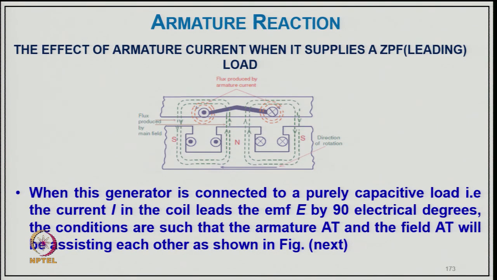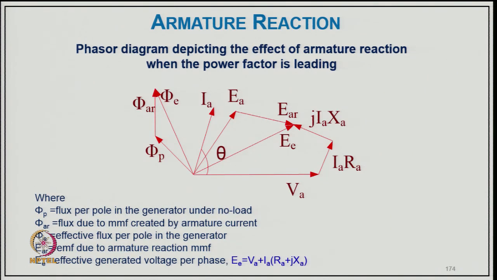And this is the case of leading power factor. In the case of leading power factor, it really produces a magnetizing effect of armature reaction. When the generator is connected to a purely capacitive load, the current I in the coil leads by 90 degrees. Considering all such armature effects, the field EMFs will be assisting each other. That will help to add to the net flux in the air gap, giving you an adding effect. Here you can see V, IRa, IXa, and the induced voltage; the armature reaction is helping.